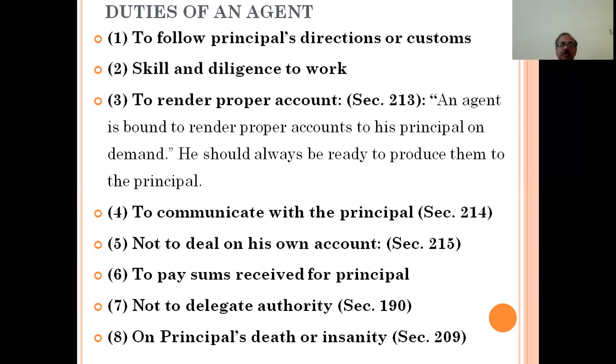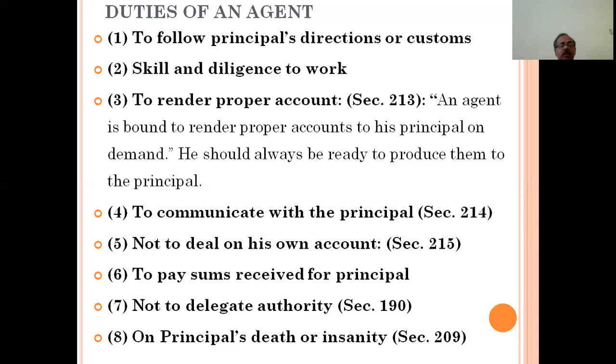Second one is skill and diligence to work. As an agent, it is your responsibility to apply skill and due diligence to work. So you are required to apply your expertise and diligence in the work, because a principal has appointed you to apply your skills, expertise, and diligence. So you are required to work accordingly.